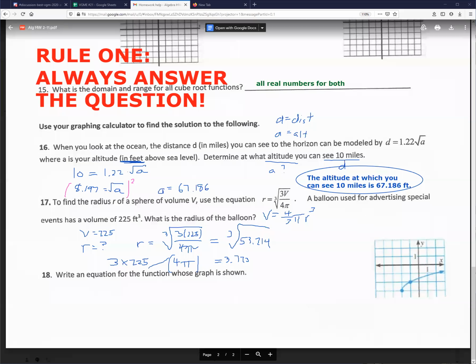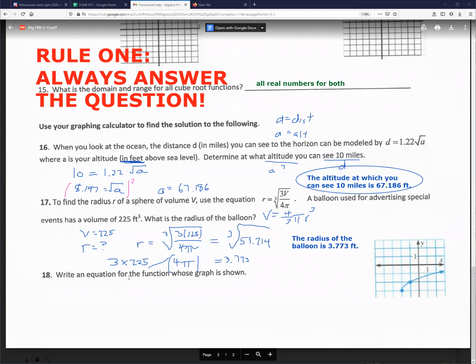So I'm then going to write a sentence just to emphasize: the radius of the balloon is 3.773 feet. I wouldn't want to do it if I was handwriting because pencil, but typing, it's no big deal to me.